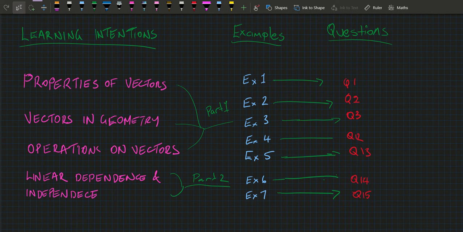But the first part we're going to cover is properties of vectors, vectors in geometry, operations on vectors, and linear dependence and independence is part 2. So there are all these different examples and they relate directly to these questions in your textbook. You don't have to do each part of questions 1, 2 and 3, but you need to come to class ready to go and having had a go to the point where either you do or you don't understand that question. And if you do understand it, we will push you harder in class. If you don't, we're going to make sure that you do get it.